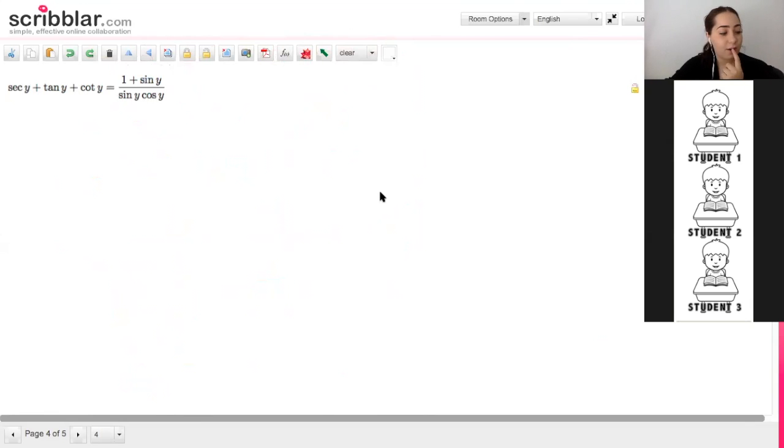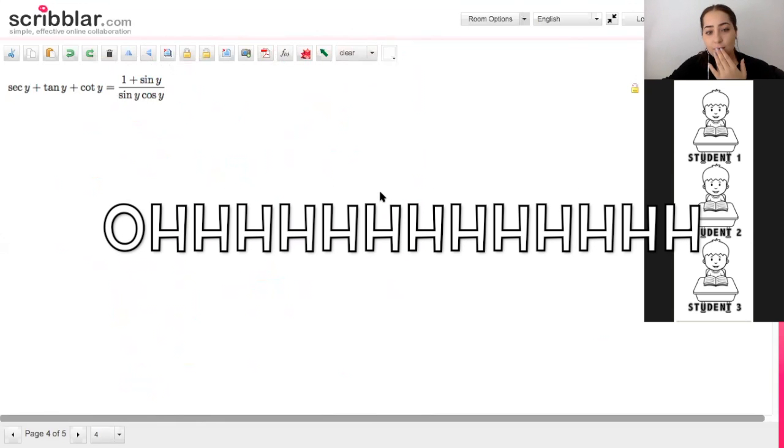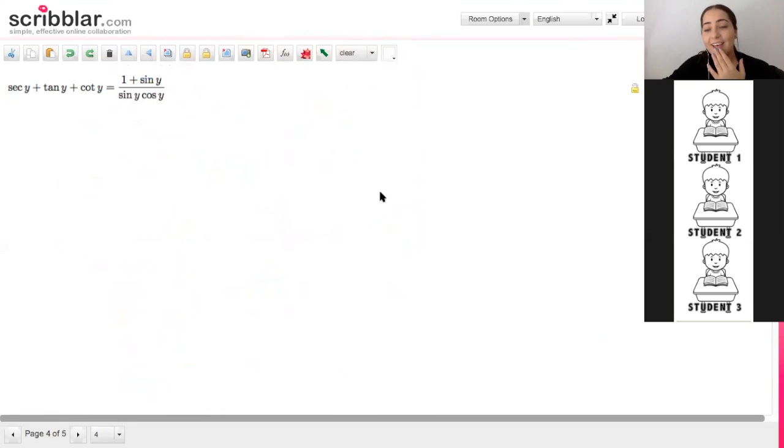How about you use a trig identity? You can use sine squared plus cos squared equals 1. So it's going to be sine y plus 1 over sine y cos y. Yeah, that's it. Good. Easy. That was actually easy.